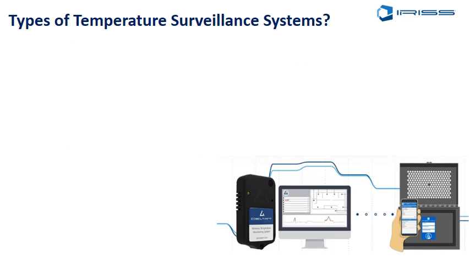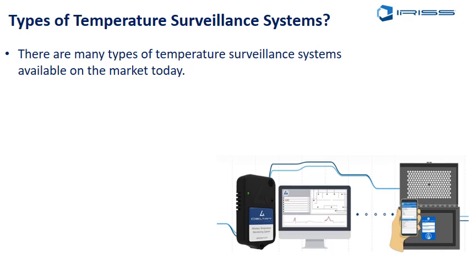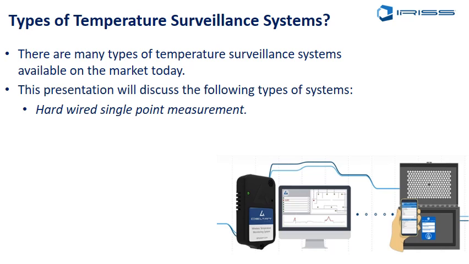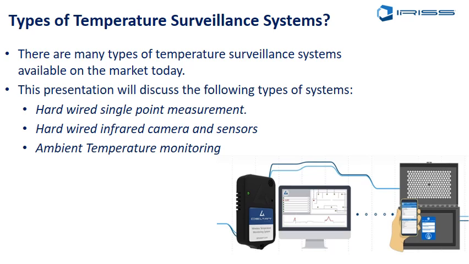So there are different types of temperature surveillance systems available to you today, and we're going to go over a couple. I'm going to look at hardwired single point measurement systems. We'll look at hardwired infrared cameras or infrared sensors or pyrometers, and also then we'll look at ambient temperature monitoring systems. So we'll review these in turn.